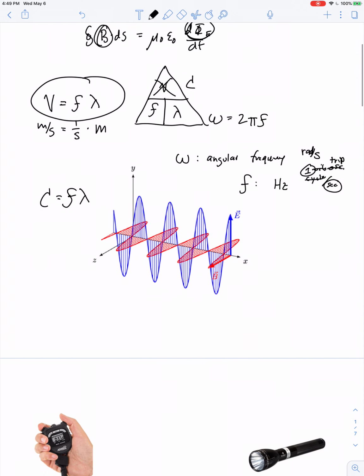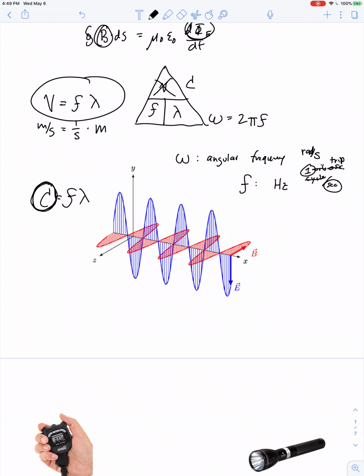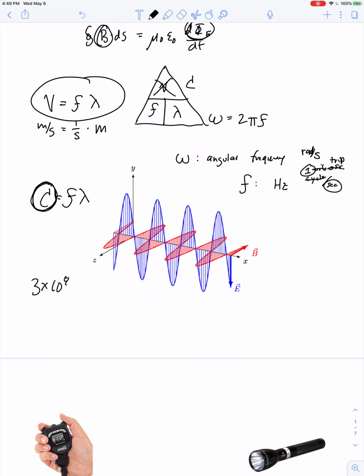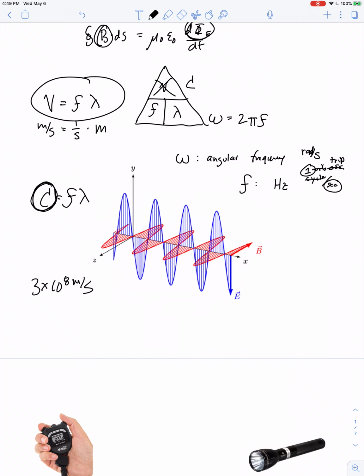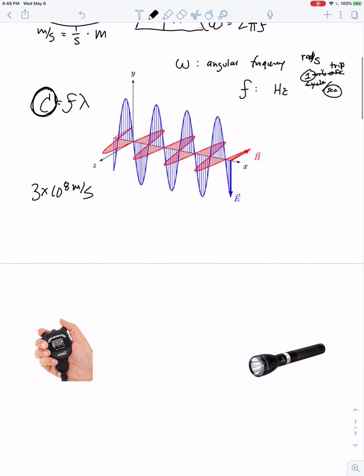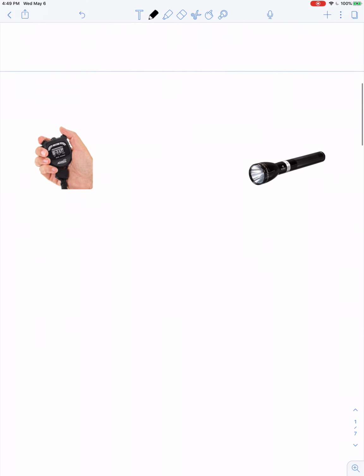The real question here is, how do we know with any certainty that the speed of light really is 3 times 10 to the 8th meters per second? That's such a large value, it's hard for me to wrap my head around any experiment that can be done to verify. For example, what if you were to stand one full football field away from your friend? So we'll say we're 100 meters apart, and you're holding a flashlight, and your friend is holding a stopwatch.